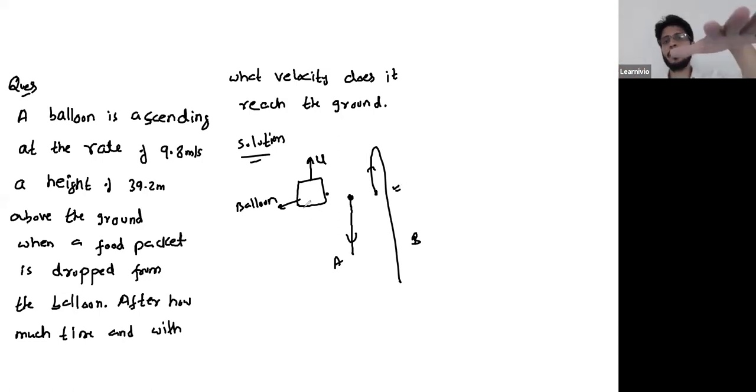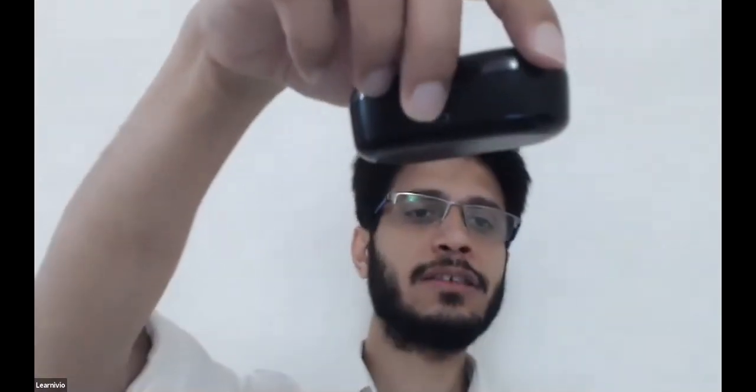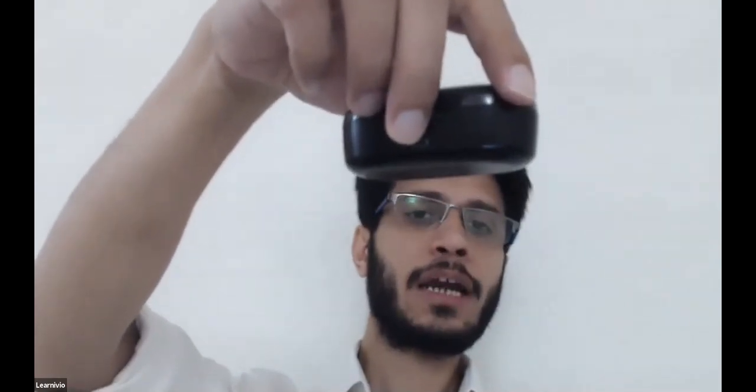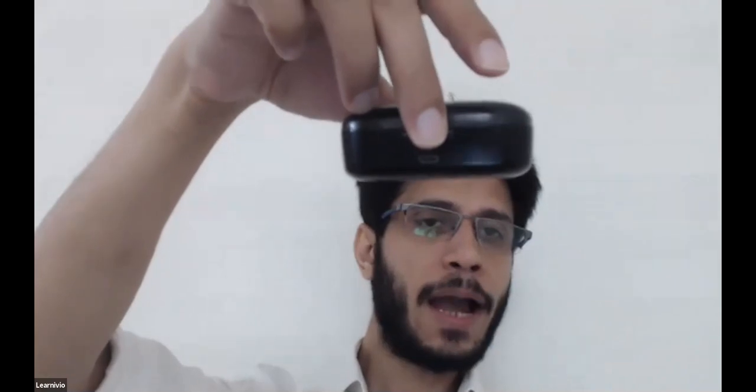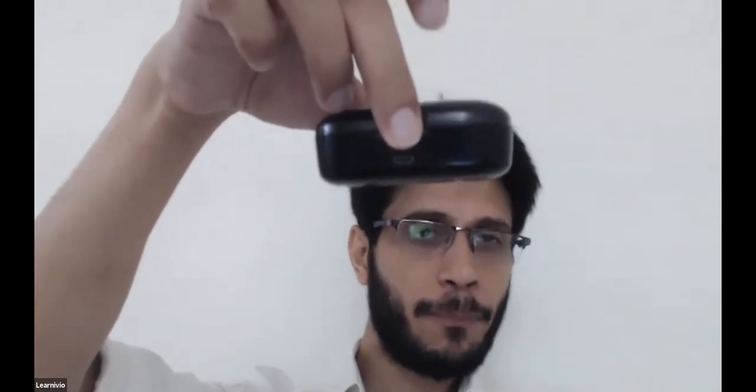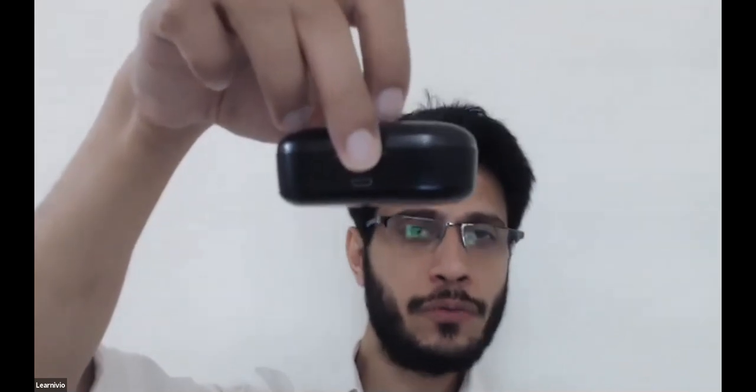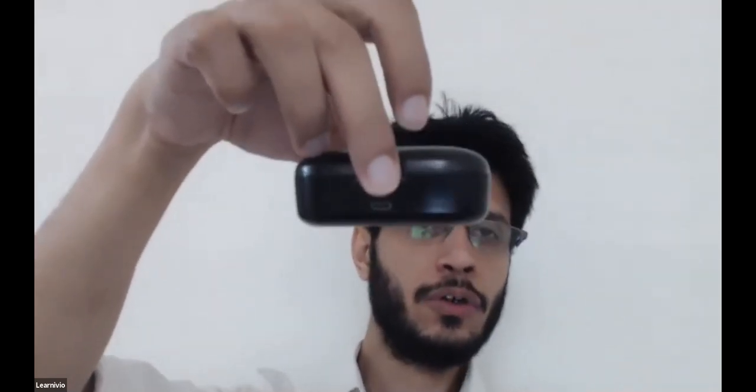See, if the balloon is initially at rest and I drop the packet from the balloon, then the problem would be like this. This is a balloon, my hand is the balloon. This is at rest, and I drop the packet from my hand. Then the packet will simply move downwards, a straight downwards trajectory. But instead of stationary, if this balloon is going upwards, when I drop the packet from this balloon, the packet will have some initial velocity in the upwards direction. So the packet will first move upwards and then it will move down.